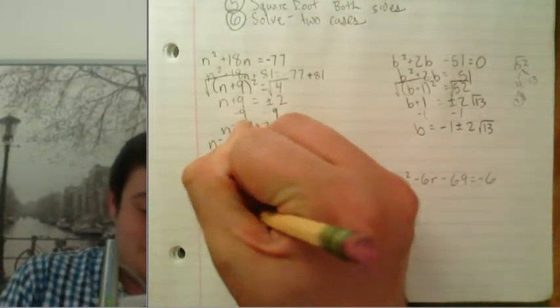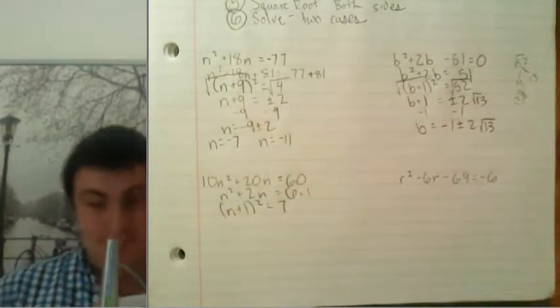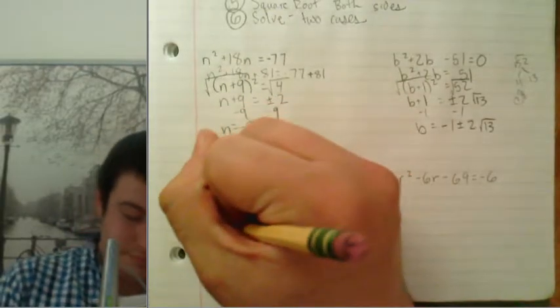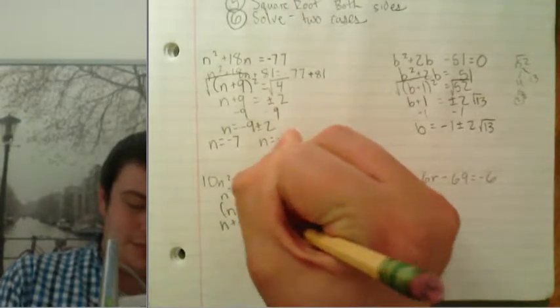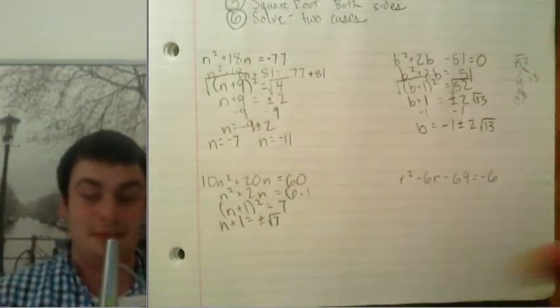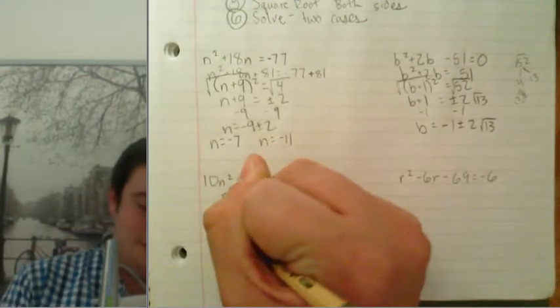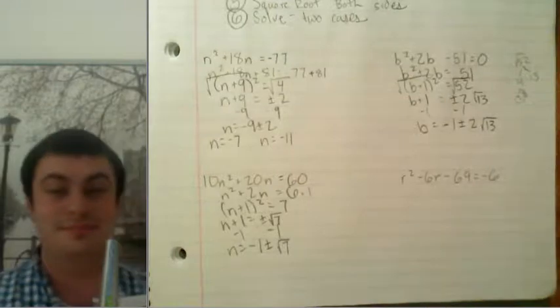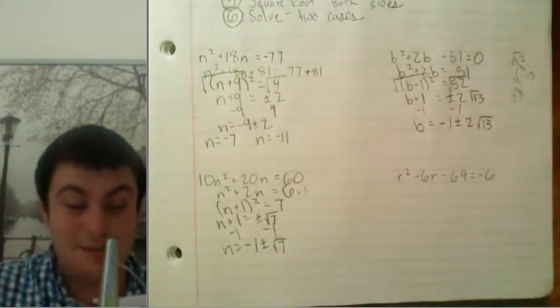So over here I have n plus 1 squared. When I add 1 over here, I get 7. When I take the square root on both sides, I get n plus 1 equals plus or minus the square root of 7, which then when I subtract 1 on both sides, I have n equals negative 1 plus or minus the square root of 7. Alright, so if we follow these steps, it should be pretty easy.